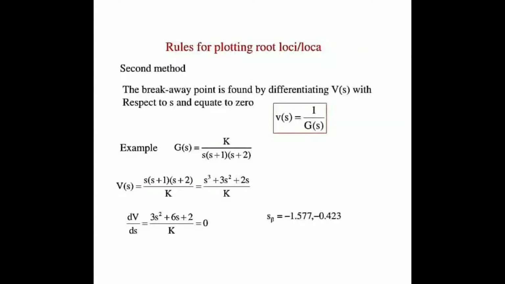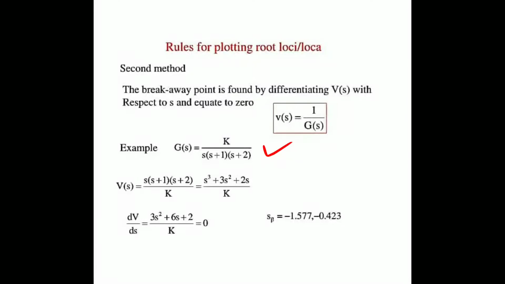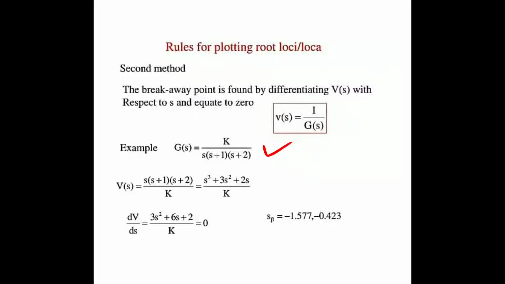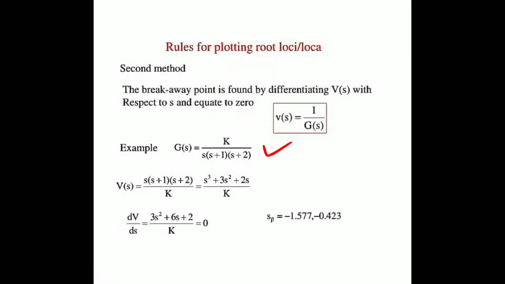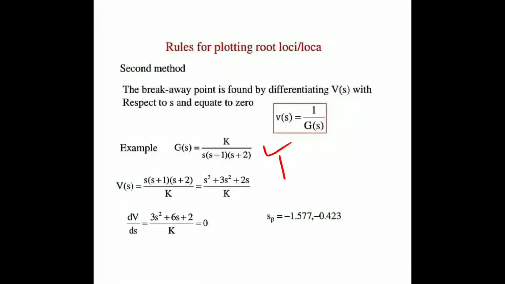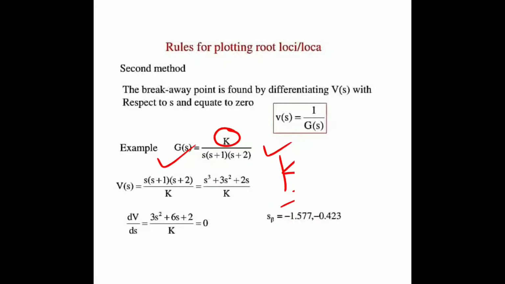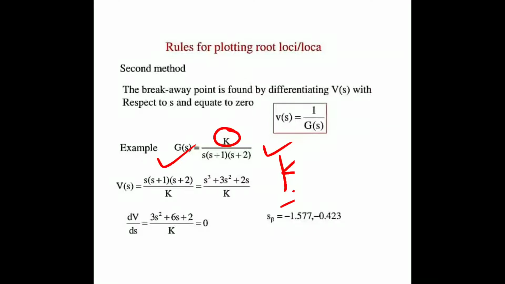The second method is by finding the differentiation of the characteristic equation, and mostly this method is preferred. Suppose this is the same example, K upon s into s plus 1 into s plus 2. How are we finding the breakaway point? First of all, we form the equation for K. Then we take the derivative of K with respect to s and equate it to 0, and the roots of the result are nothing but the breakaway points.